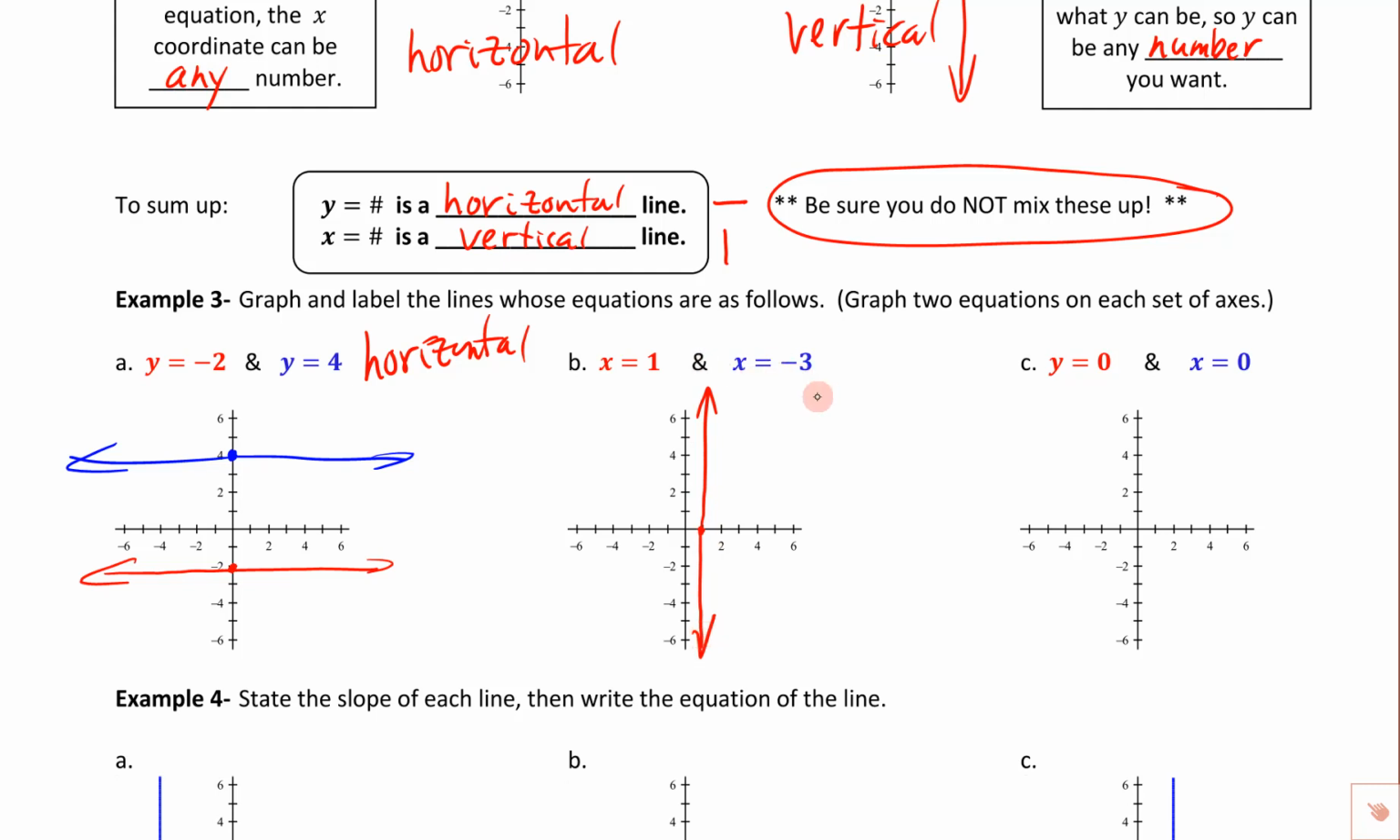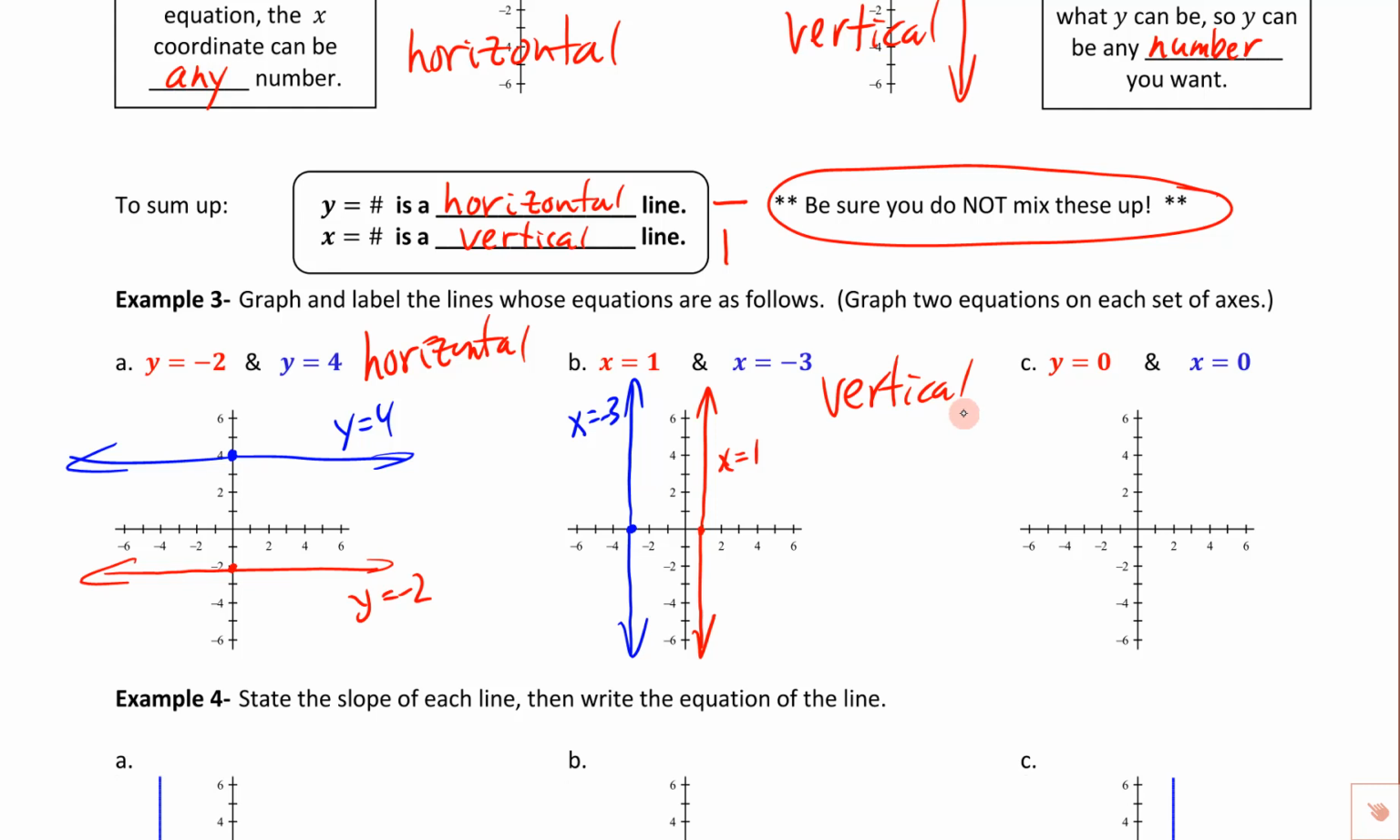Okay, next one, x equals -3. So we're going to cross at -3. It tells us which axis we cross, and y can be anything we want. So we can go way up in the y direction, way down in the y direction, and we're all set to go. So I'm going to label these. Again, this is x equals -3. This one was y equals 4. This was x equals 1, and this was y equals -2. And remember, this one here is vertical.